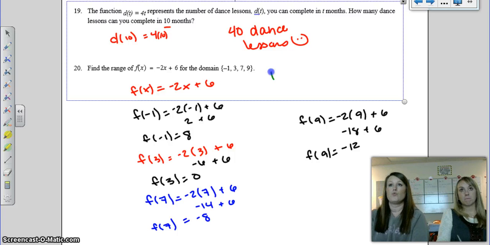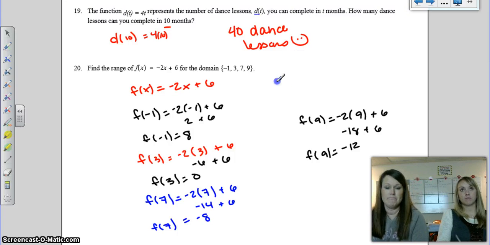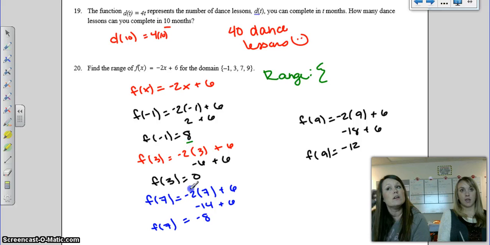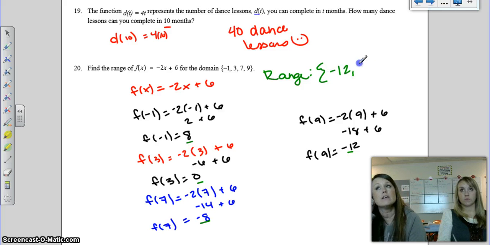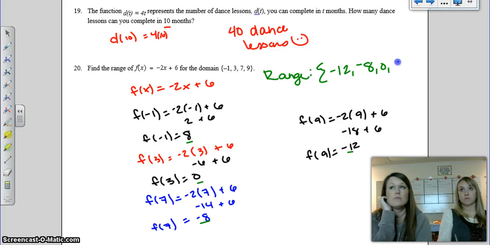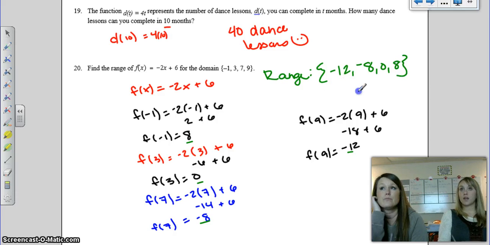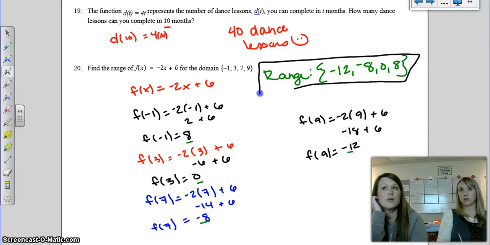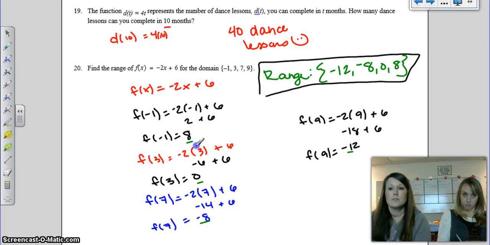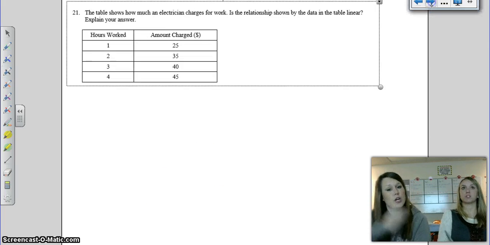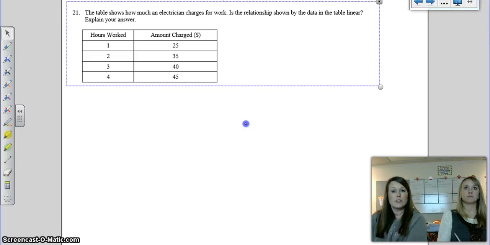And then now I write range. Find the range. So I put my braces. I'm going to go lowest one first. I have 8, 0, -8, and -12. The lowest one's -12. Okay. So -12, then -8, then 0, then 8. And close it out. What if we would have had that in reverse order, 8, 0? It would not be counted correct, because we need to list it from least to greatest.